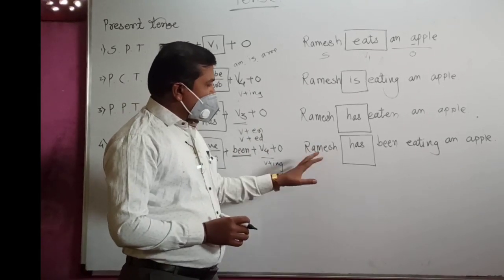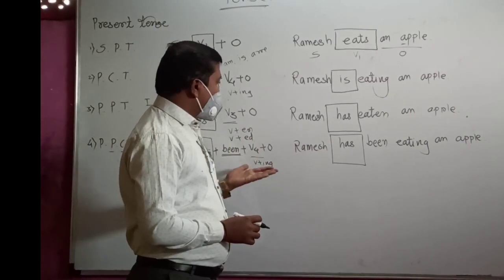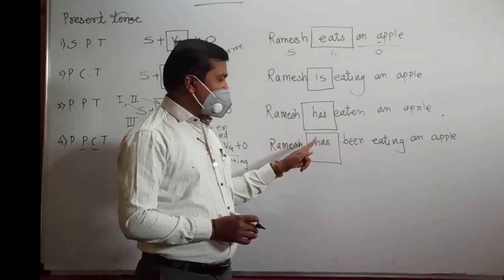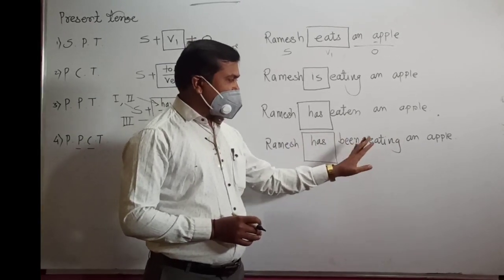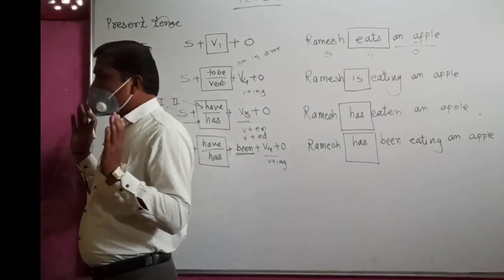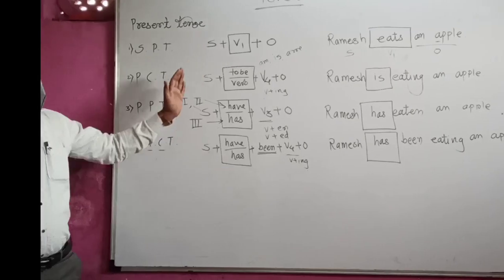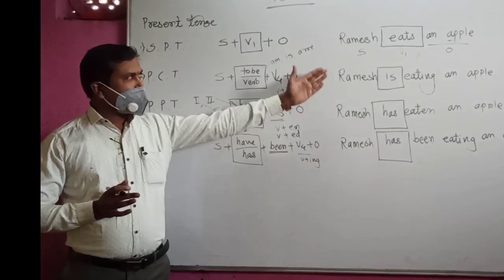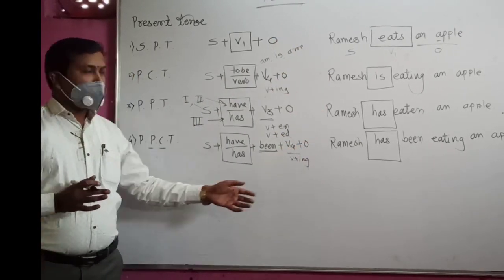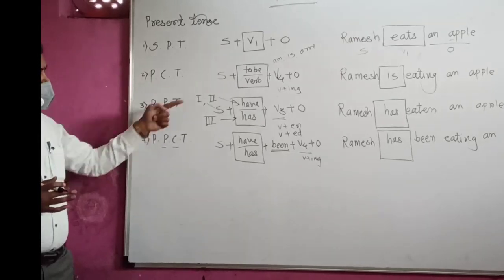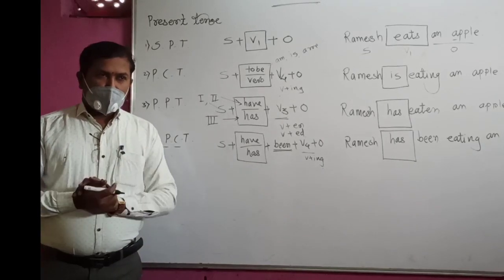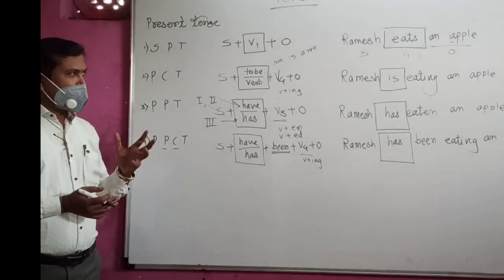The sentence on this formula is: Ramesh is a third person, that's why we are using has, then been, and then V4, eating an apple. So with the help of these four formulas, we have framed a single sentence and transformed it into four different types. Okay? The present tense and these four types, their formulas, and four sentences on those formulas. I think you can understand it.